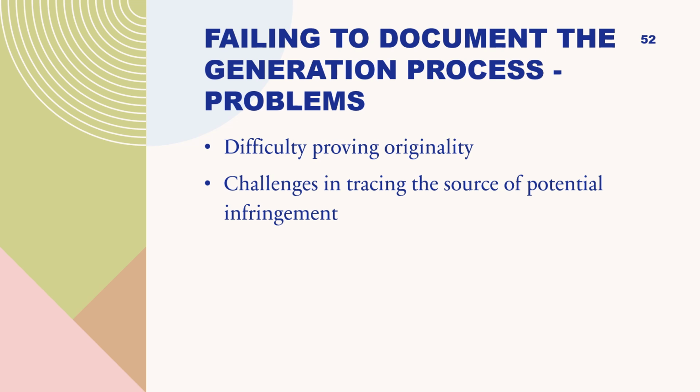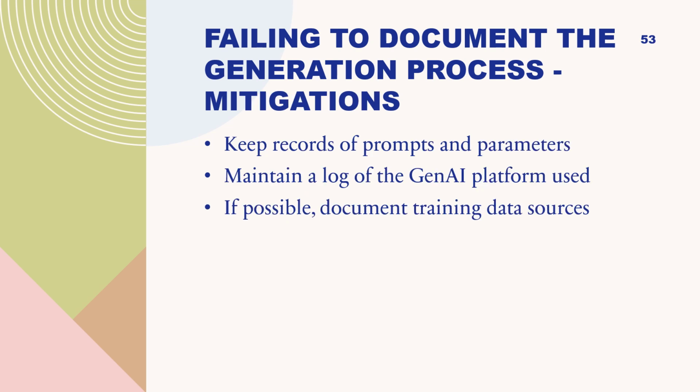Challenges in tracing the source of the potential infringement. If the output is found to infringe an existing copyright, it can be difficult to trace the source of the infringement without documentation of the training data and generation process. So how can we mitigate it? First, keep records of prompts and parameters. Document the specific prompts, settings, and parameters used to generate the content. Maintain a log of the GenAI platform used. Record the name and version of the GenAI tool used. If possible, document training data sources. If you are training your own models, maintain detailed records of data used for training.